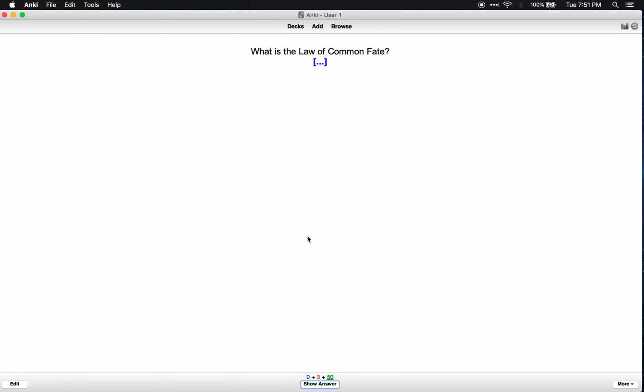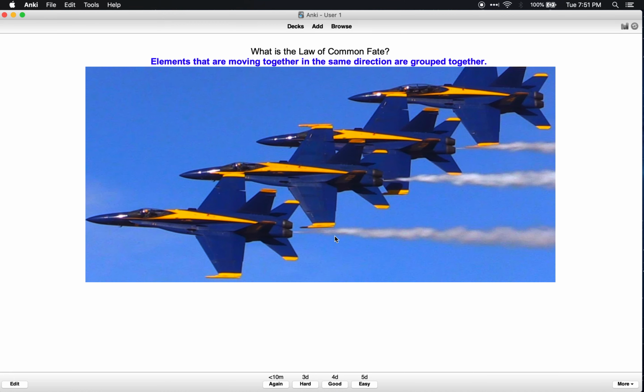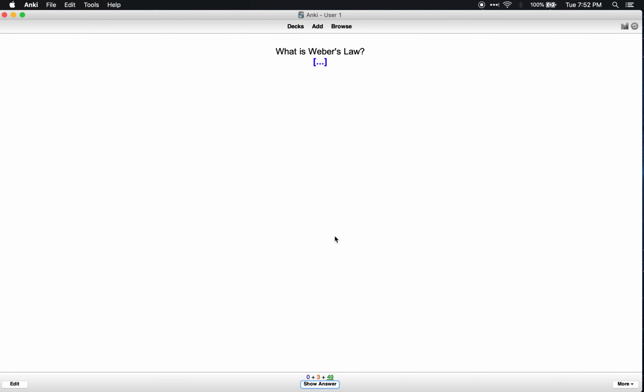Law of common fate says that we tend to group objects that are going in the same direction together, like the Blue Angels. Weber's law: delta I, which is the threshold difference, over I, which is the minimum amount of stimulus required to detect a sensation, equals K.